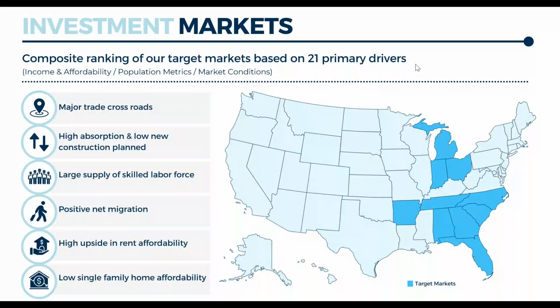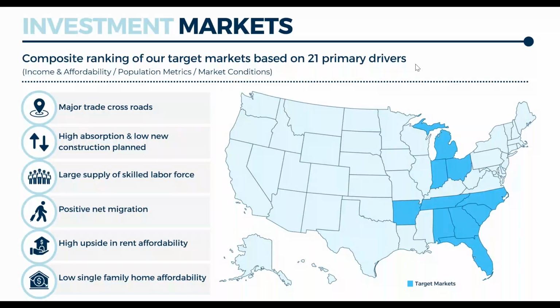But really, as you roll things up, major trade crossroads, high absorption rates, and low new construction. So absorption just means whether our apartments are filling up as they come online, or our apartments are being delivered and built and people are not moving in, right? You want to see positive absorption, meaning people are moving in and renting faster than apartments are being delivered. Large supply of a skilled labor force, and that goes into a lot of things that we'll talk about later. But really, when you look at jobs and the workforce, that's the number one thing that you're really going to want to look at.